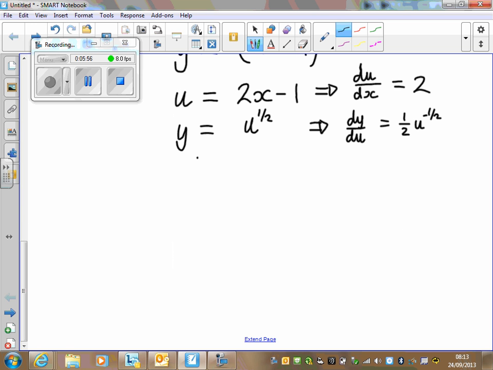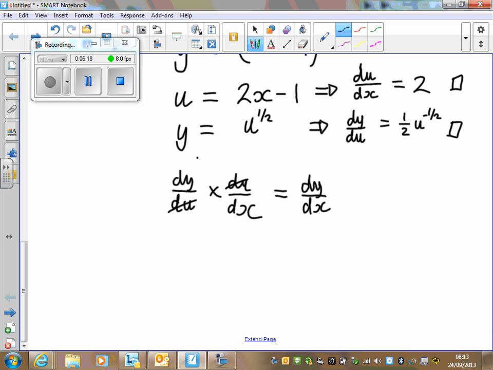Now, this is the beauty of this method. We take a look at dy/du, and we multiply it by du/dx. We basically multiply these two things together. What would our result be? Well, if we treat these as fractions, the du will cancel with the du. So what we're left with is dy/dx, which is what we're after.